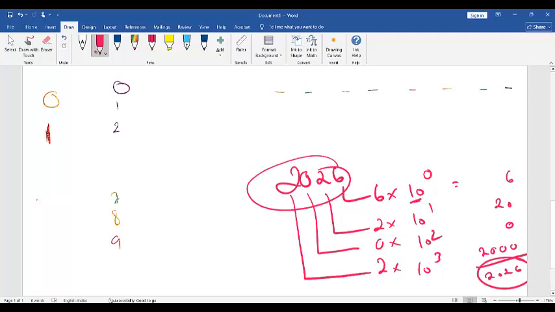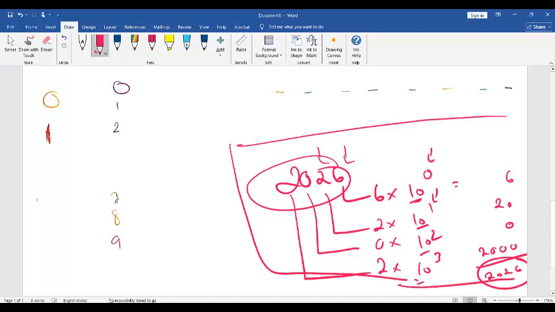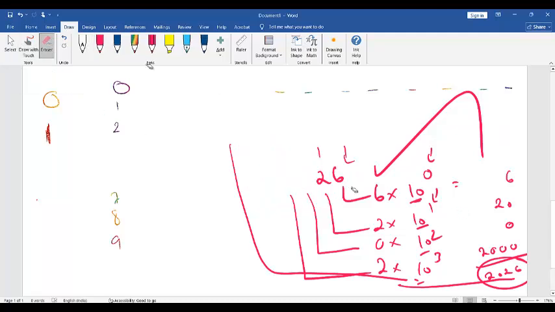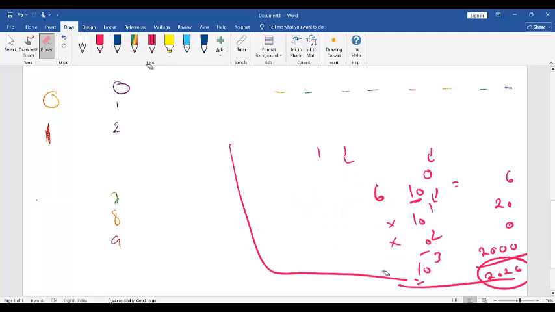So the reason why we put 10 here is that it is decimal. And because it's in the 0th place, we put 0 here. First place, we put 1 here. This part, we have done. You're comfortable with this, right? Yes, sir. Okay. Now, a similar approach I'm going to use for binary.